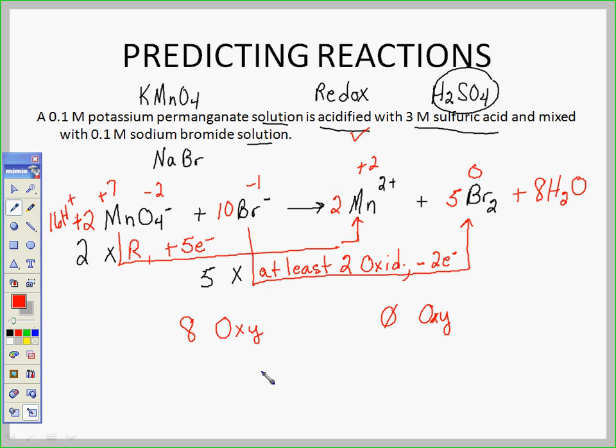plus. So now we have our net ionic equation, and I encourage you to take a look at some of the color changes that go on in this, because you know AP loves for you to know those color changes. For now, we're going to go on and help.